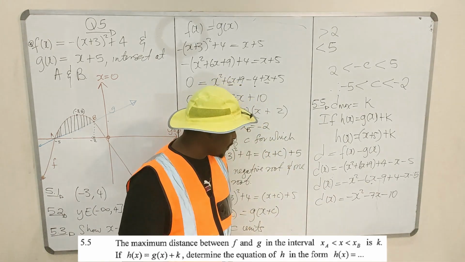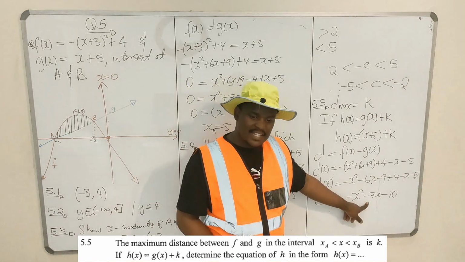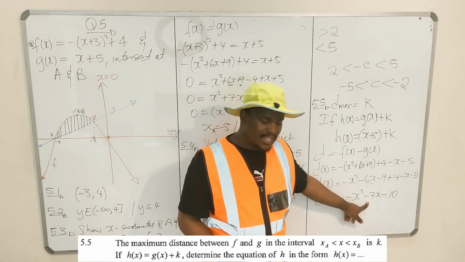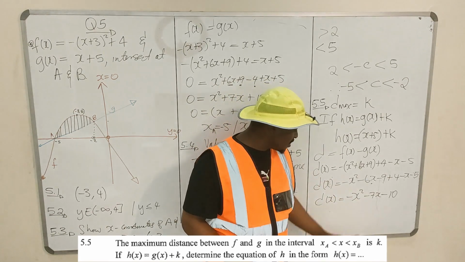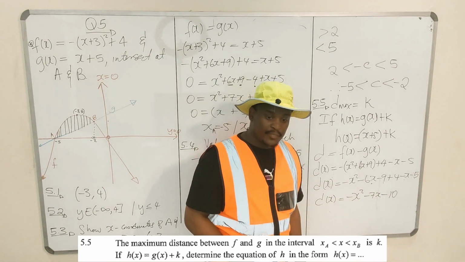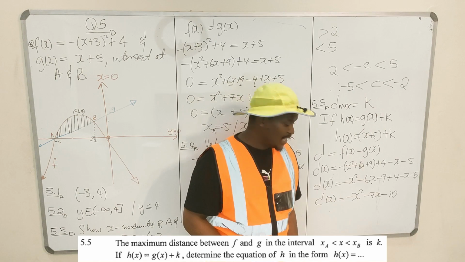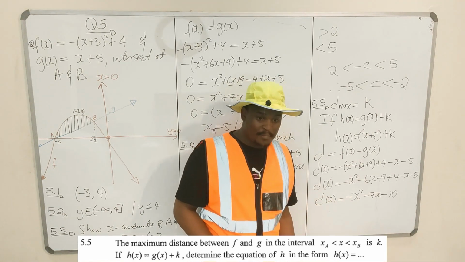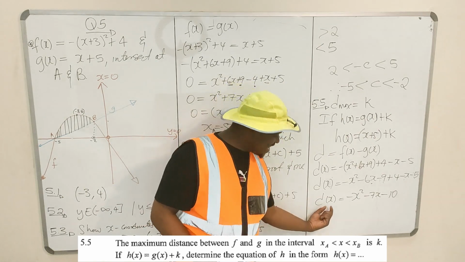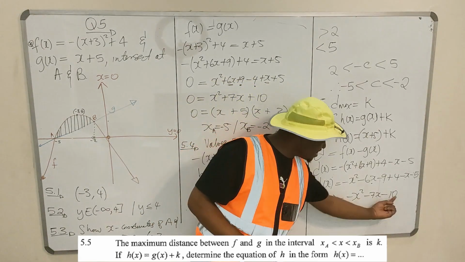So now, if this thing represents the distance, what if you think about it as a graph? What kind of graph is this? It's a parabola. Does it have a maximum or a minimum? A maximum. So the distance between these two functions is represented by this thing.